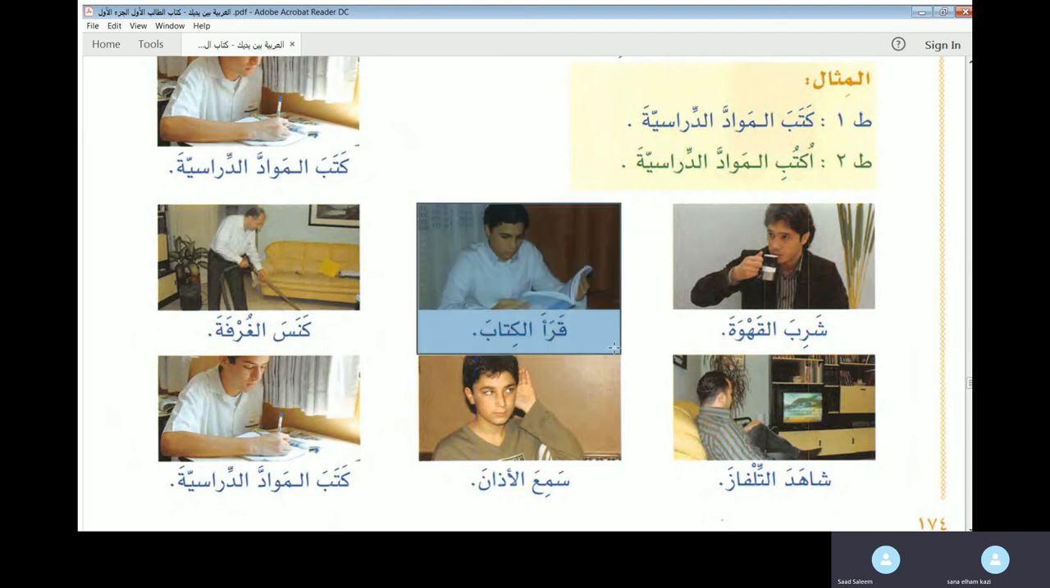Qara al kitaba, he read the book. Yaqrau al kitaba, and then it will become iqrail kitaba. Read the book. Nasafa al ghurfata, he swept the room. Yansufu al ghurfata, he is sweeping the room. Unsufil ghurfata, he sweeps the room.